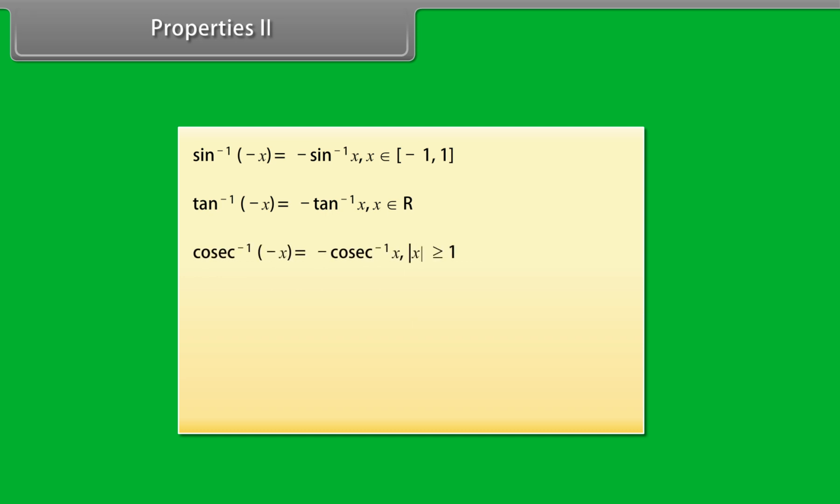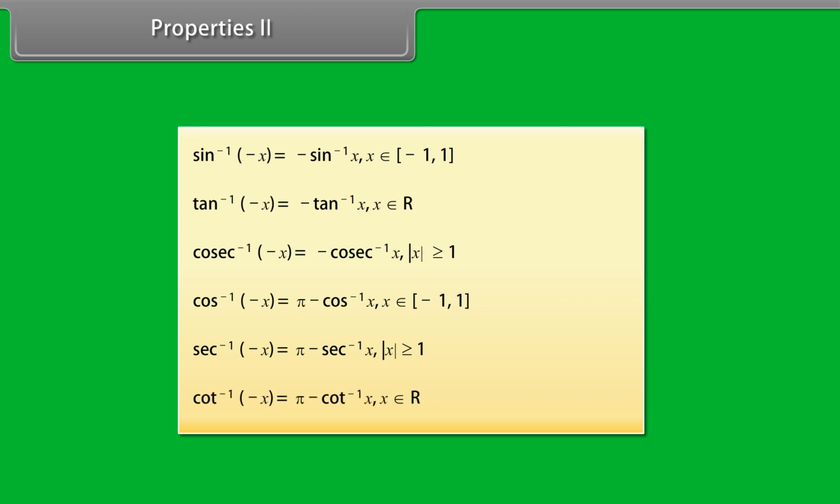Cosec inverse of minus x is equal to minus cosec inverse x, modulus of x greater than or equal to 1. Cos inverse of minus x is equal to pi minus cos inverse x, x belongs to [-1, 1]. Sec inverse of minus x is equal to pi minus sec inverse x, modulus of x greater than or equal to 1. Cot inverse of minus x is equal to pi minus cot inverse x, x belongs to R.